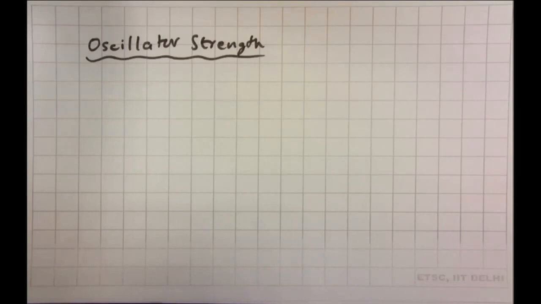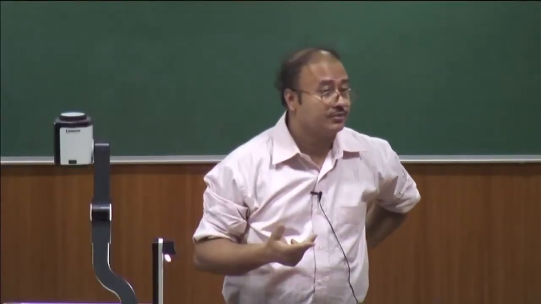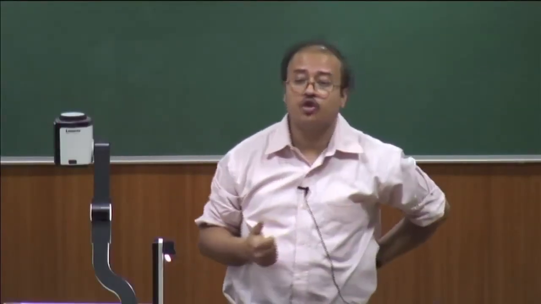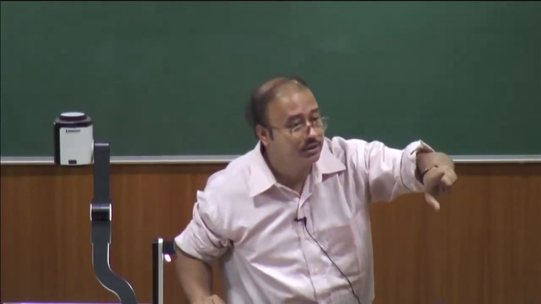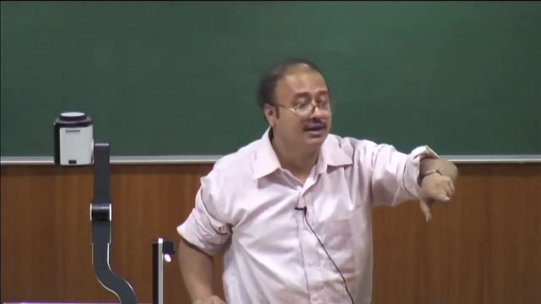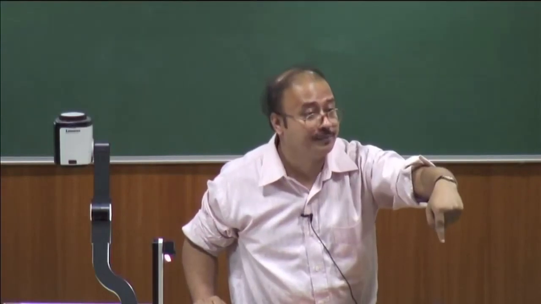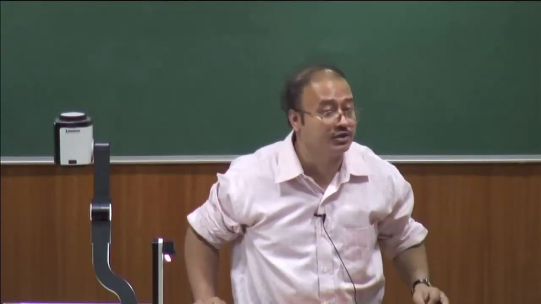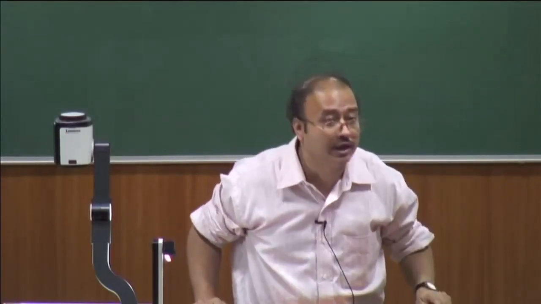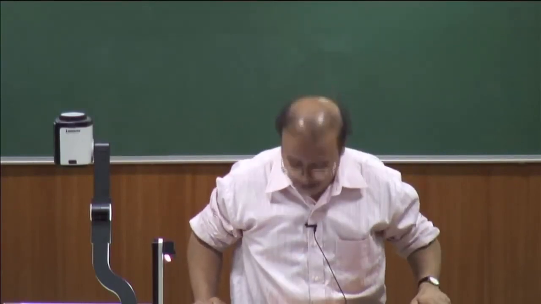What was the intrinsic meaning behind an extinction coefficient? The intrinsic meaning behind the extinction coefficient is the probability of that molecule absorbing light at that wavelength. That was the meaning of the extinction coefficient. It is so intrinsic to the molecule. It is a fundamental property of the molecule.